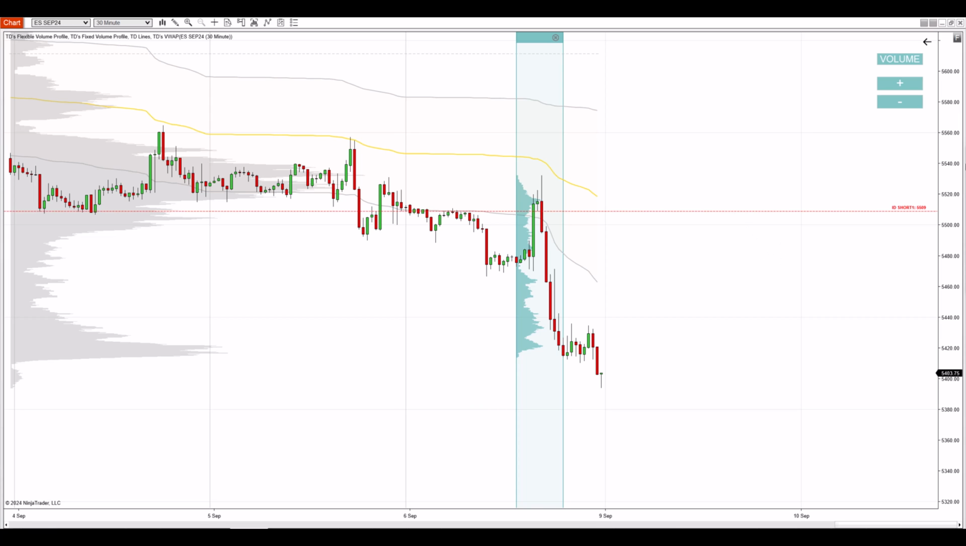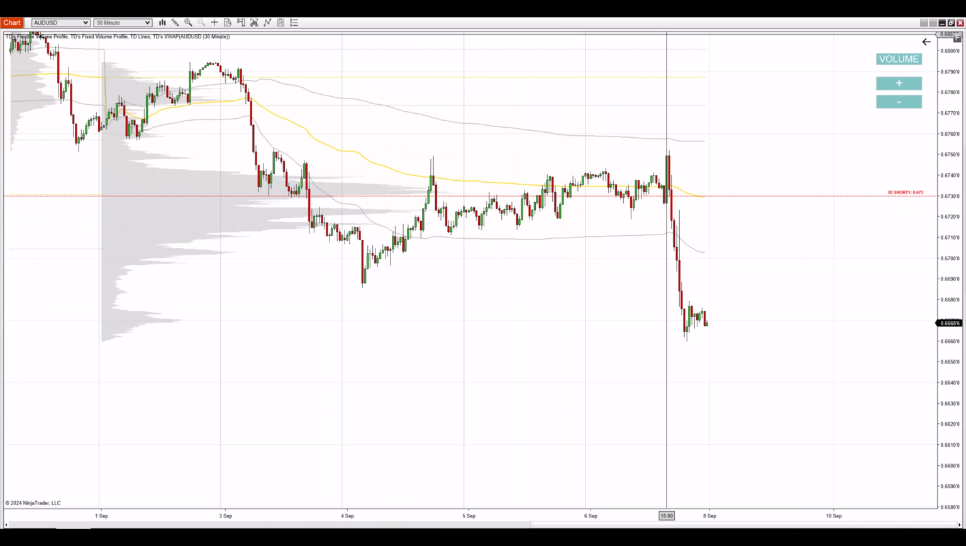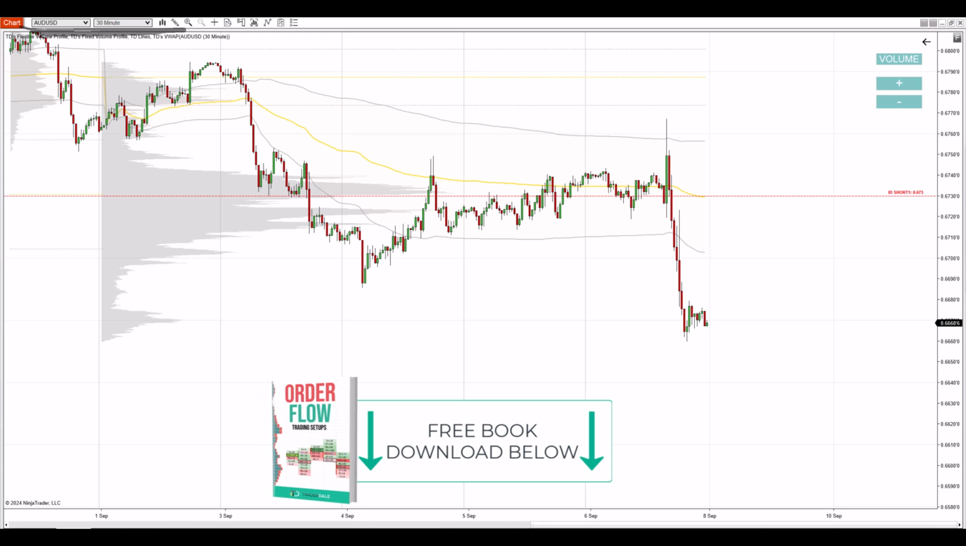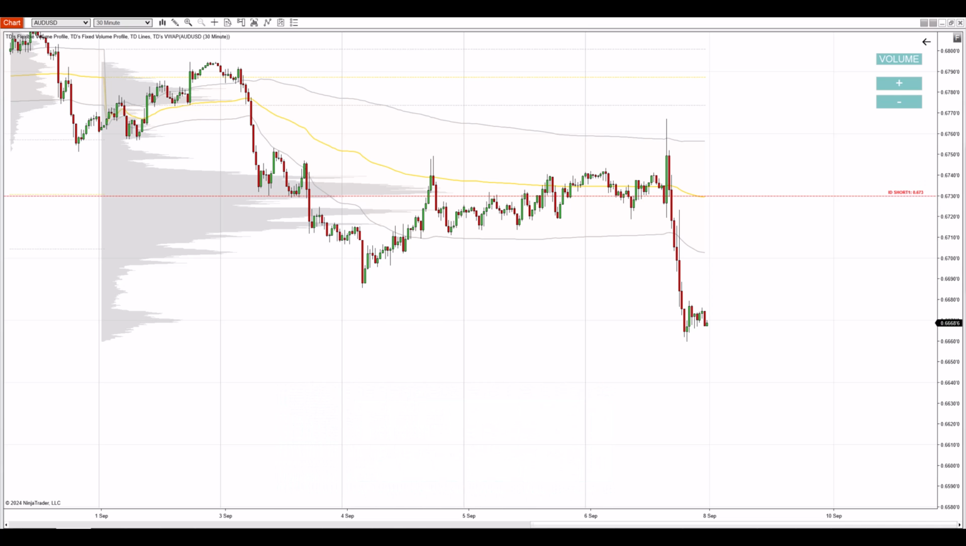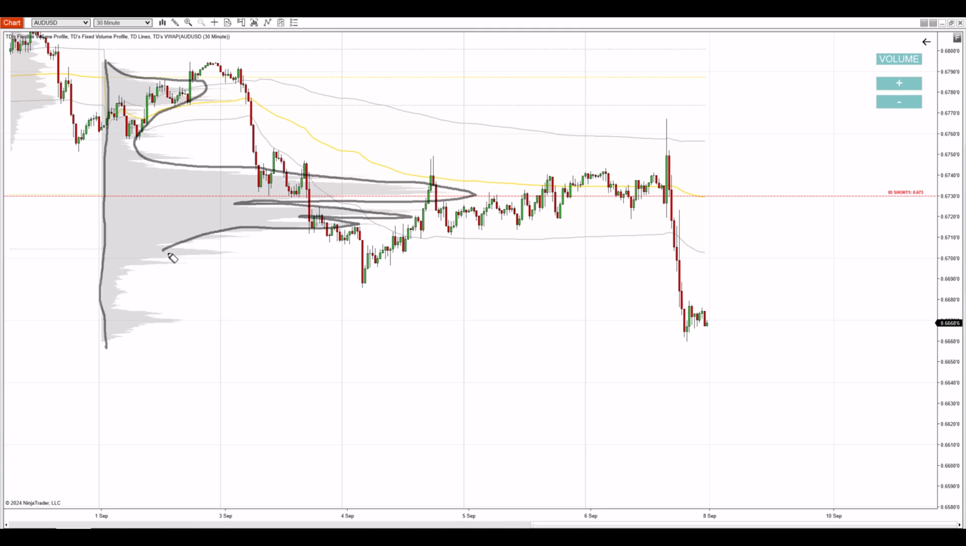Let me now switch over to the next chart, and it will be the Australian dollar, US dollar. This is the 30-minute chart of the Australian dollar, US dollar. Here I'd like to talk about this newly formed resistance at 0.6730. If you look at the weekly volume profile here, which shows how volumes were distributed throughout the whole previous week.